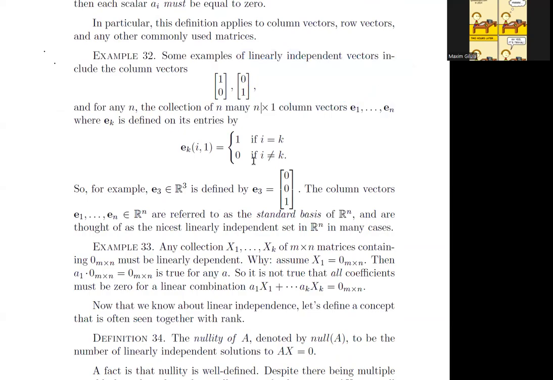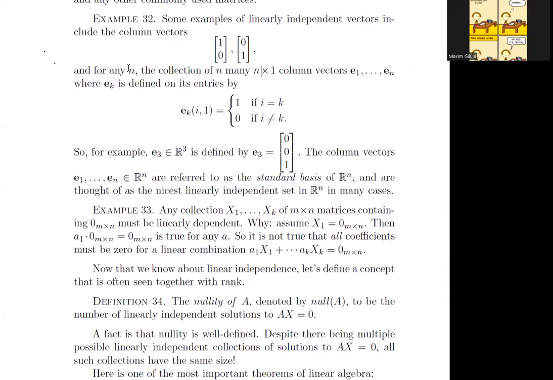Here is a more general example. If you have any n, the collection of n many n by 1 columns, called e_k, where the entries are defined to be 1 if i is k and 0 otherwise. So this would be e1, and this would be e2 in R2. And e3 in R3 is just 1 in the third component. The column vectors are referred to as the standard basis of Rn, and these are actually really important. This is considered the nicest linearly independent set in Rn, although there are many other independent sets.